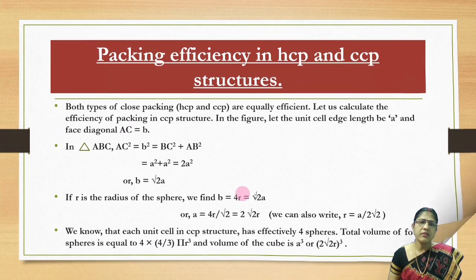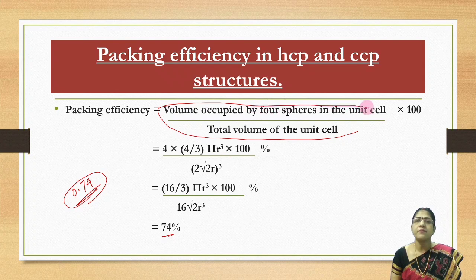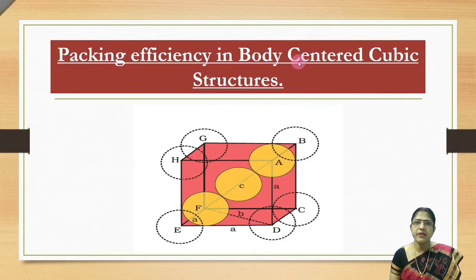So 74% is the packing efficiency. The packing fraction will be 0.74. It is out of 1. So this is the fraction. If we multiply by 100 percent, then we will get 74% as the packing efficiency in case of FCC or HCP or CCP.